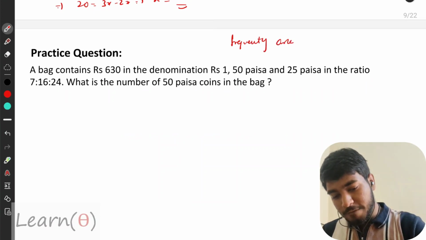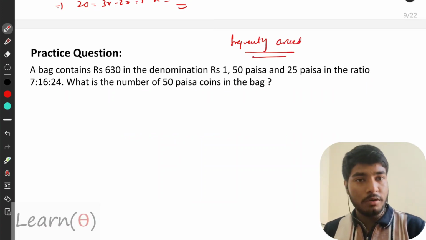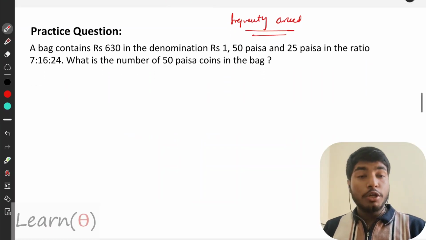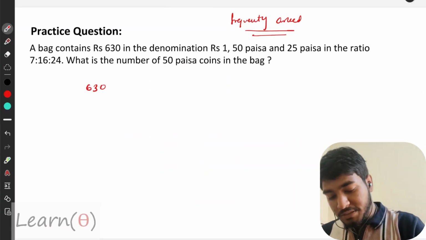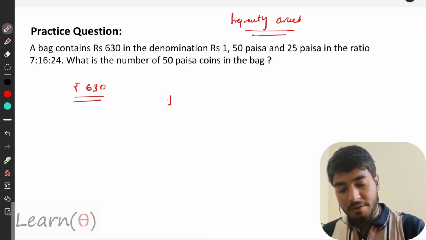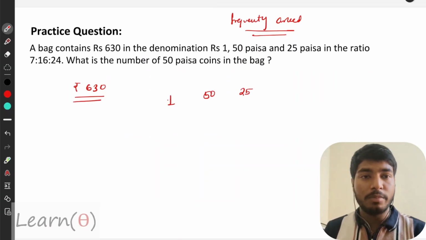This is one among the frequently asked questions. I will be doing only one, and the rest of the questions will be done by you guys. The total amount of rupees in my bag is 630 rupees. I have 1 rupee coins, 50 paise coins, and 25 paise coins.